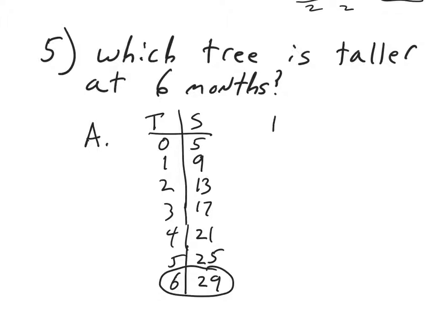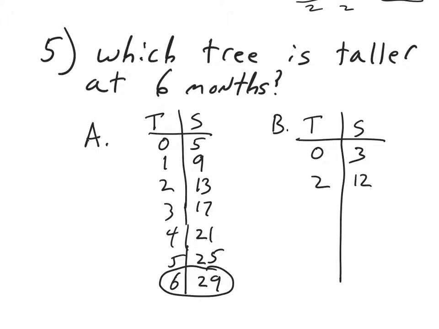For B, we have a table, and I'm just going to go ahead and translate it over here. So it has 0 and 3, 2 and 12, 3 and 16.5, and 5 and 25.5. I want to figure out how much is growing each month, and then just go out one more month from the 5. So you get 6.